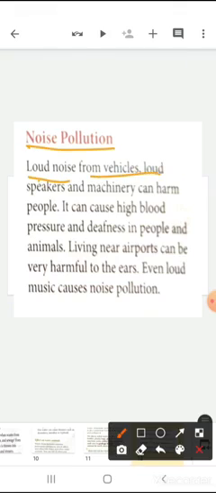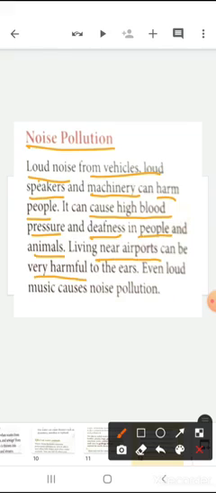Loud noise from factories, loudspeakers and machinery can harm people. It can cause high blood pressure, deafness in people and animals. Living near airports can be very harmful to the ears. Even loud music causes noise pollution. Right?